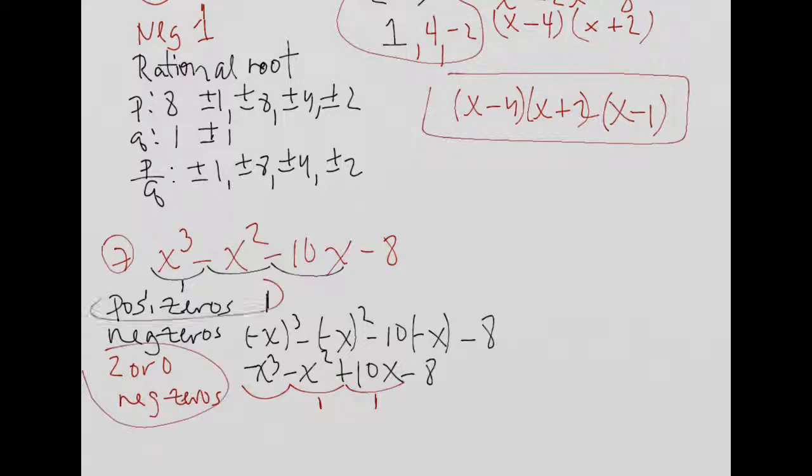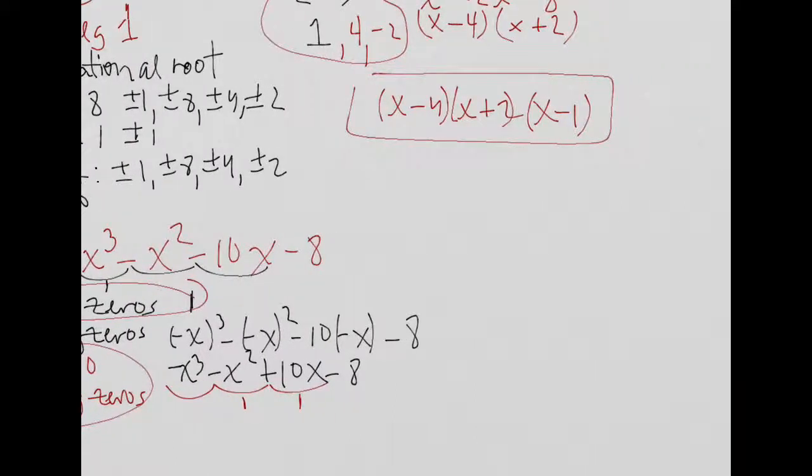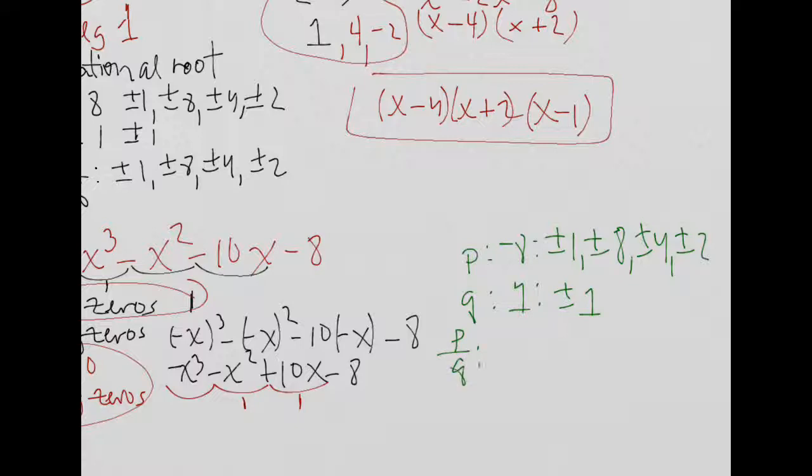Okay, we got those two. Now let's talk about P and Q. P here is again 8. So same factors as before from the other problem. 1 and 8, 4 and 2. My Q value is the leading coefficient, which is 1, so it's positive 1 and negative 1. Divide. So it's everything else that I had from the other problem. Plus or minus 1, plus or minus 8, plus or minus 4, plus or minus 2.